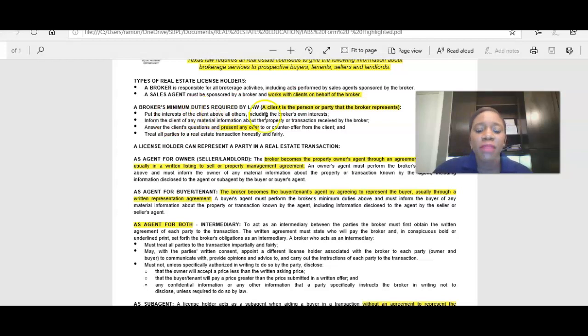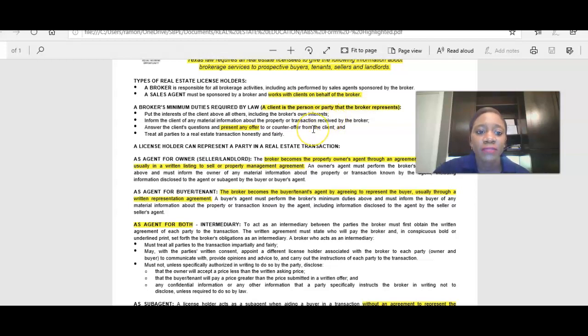Also, a broker's minimum duties required by law. That means that even a sales agent has to uphold these minimum duties because they work under the supervision of a broker. A client is the person or party that the broker represents. And we'll talk about that a little bit later on, about how you get represented to be a client. And our duties are to put the interest of the client above all others. That's including the broker's own interest.